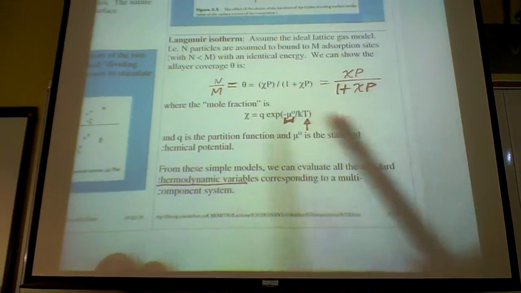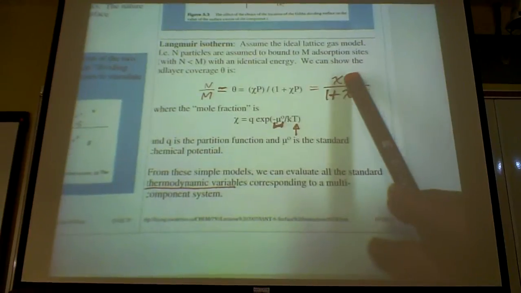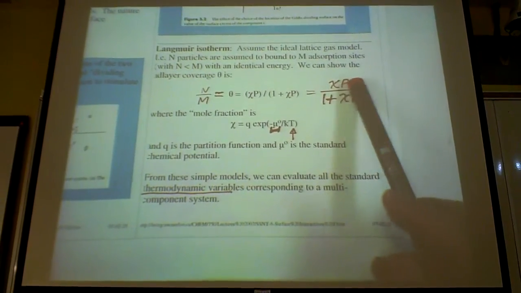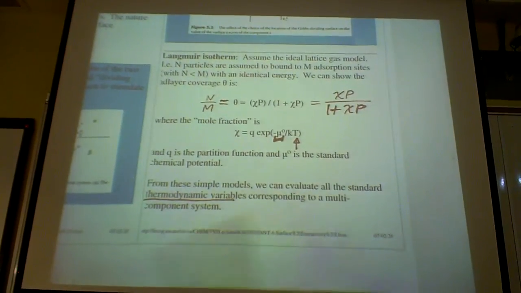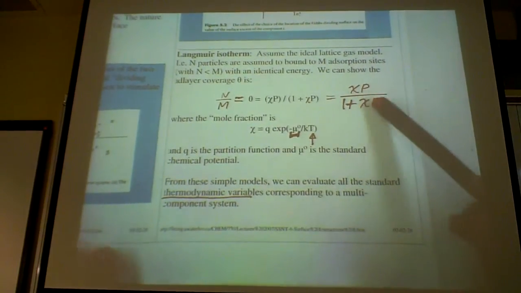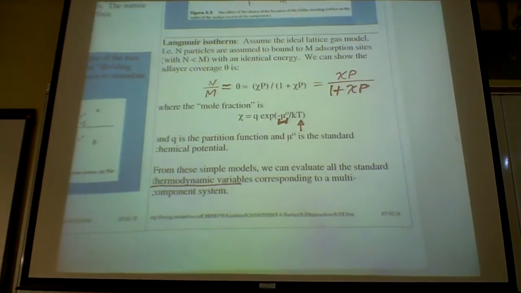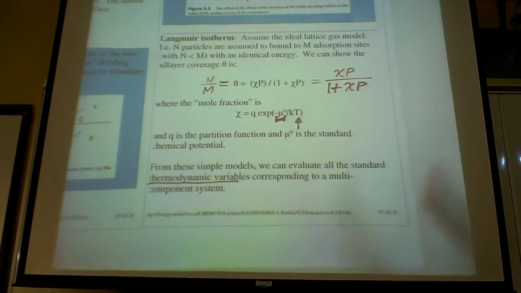Go as something like mole fraction times the partial pressure times the total pressure, right? Divided by 1 plus the mole fraction times the total pressure. Then this is a characteristic of what they call a Langmuir isotherm.